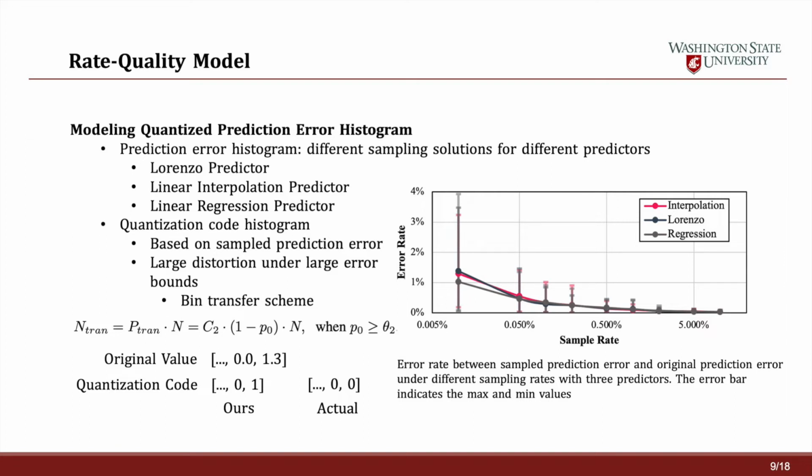So you can see here, for example, if the original values are 0 and 1.3, the quantization codes using the original values would be probably 0 and 1. However, if we use a predicted value, it will probably be 0 and 0. So that is a different quantization code. And we actually solve this issue by proposing a bin transfer scheme on the larger error bounds, when the error bound is becoming very large. And the detailed analysis is in the paper.